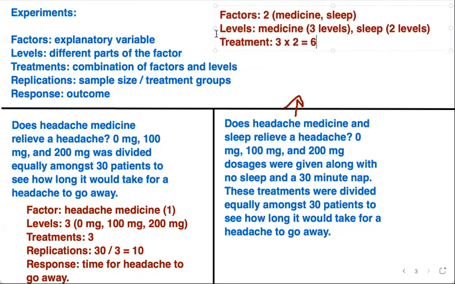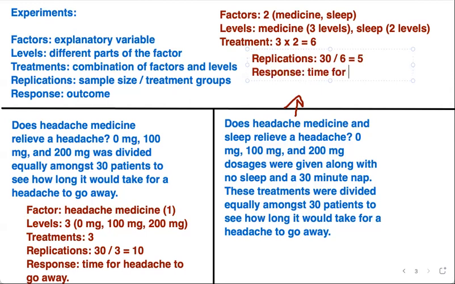What are those combinations? Well, if you think about it, it would basically be 0 milligrams with no sleep, 0 milligrams with a 30-minute nap, 100 milligrams with no sleep, 100 milligrams with a 30-minute nap, 200 milligrams with no sleep, 200 milligrams with a 30-minute nap. All the combinations, which means you multiply. Now from there, as far as the number of replications, we have 30 patients divided amongst 6 treatment groups, which means we're going to get 5 in each group. And the response, once again, is the time for the headache to go away.